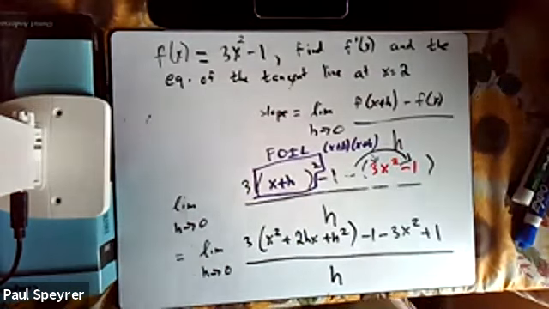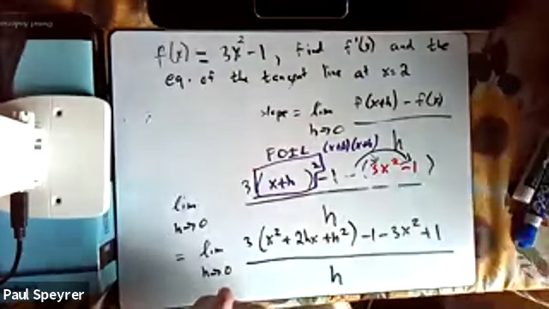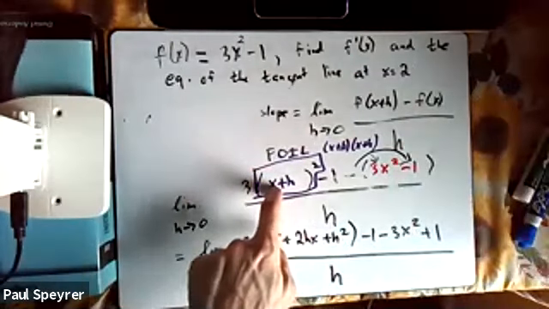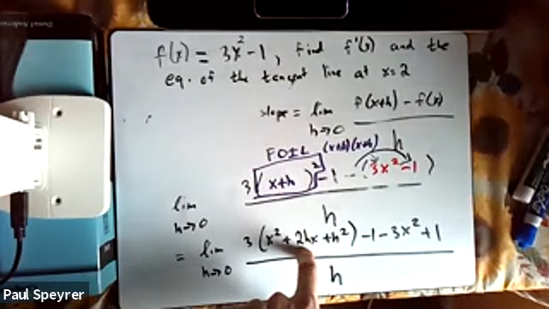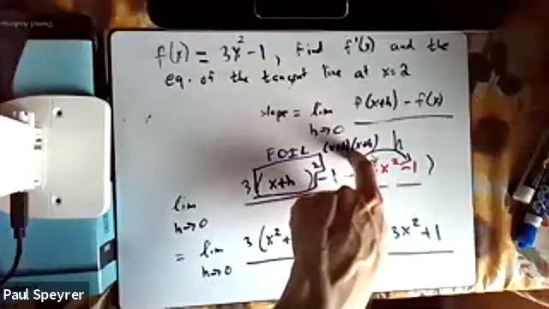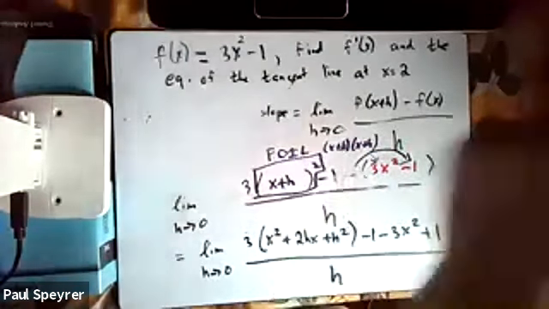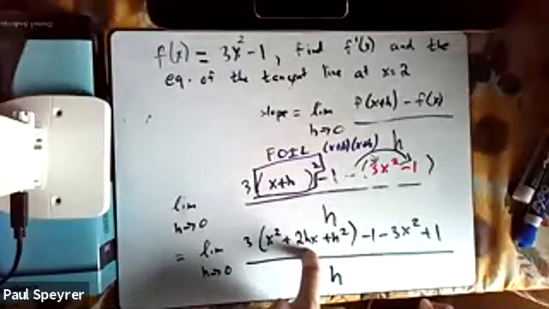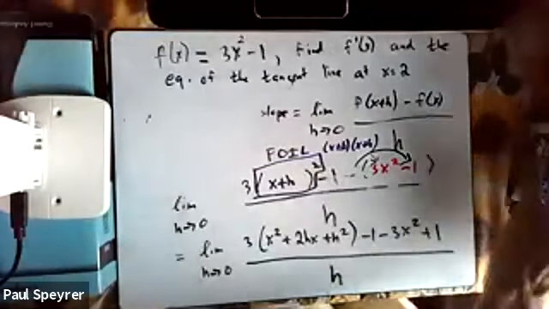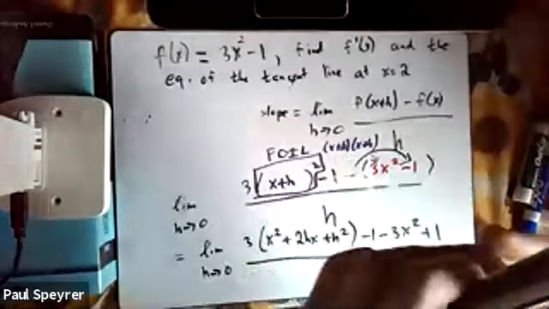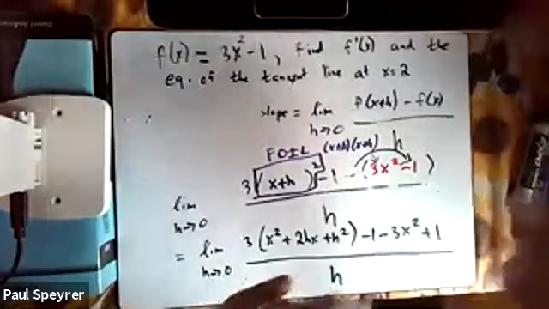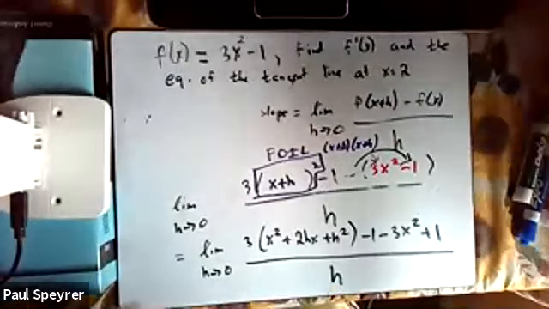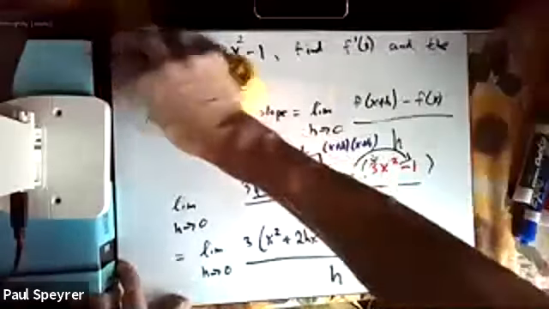It's not a race, all right? Write down all the steps. If you can't go from here to here instantly, that's fine. Write out the FOIL and write out every single term and then add them up to get to here, okay? You're not penalized for writing too much, okay? But you definitely can get stuff wrong for writing too little.